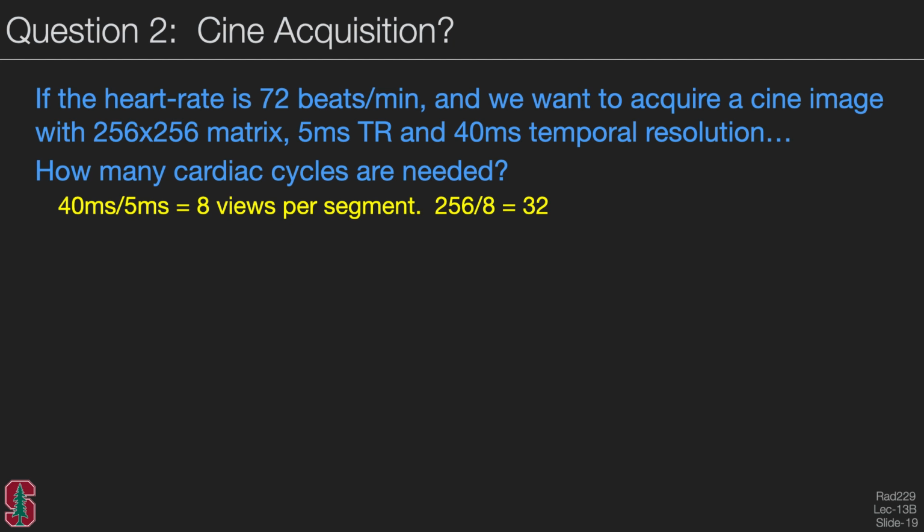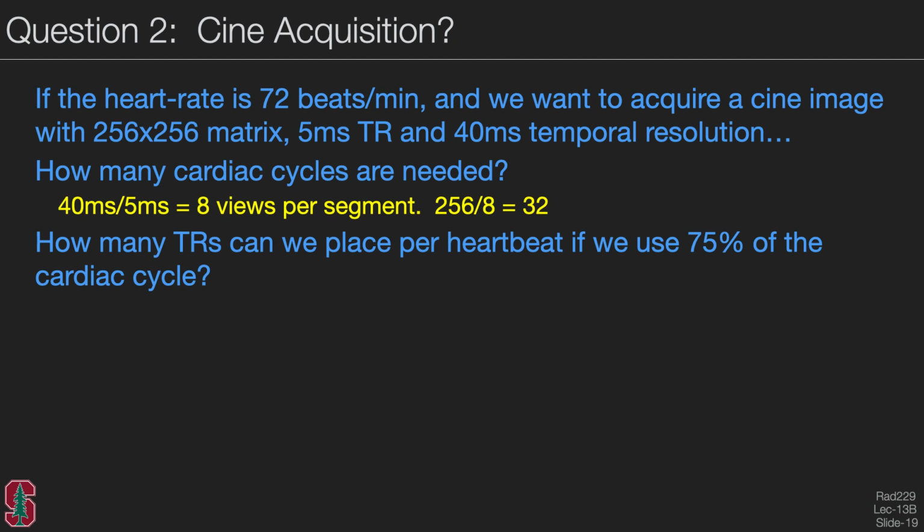So here we see that for 40 millisecond temporal resolution, we can acquire 8 lines of K-space within each ultimate frame here. So we call this 8 views per segment. That means that we can divide 256 by 8, and that gives us 32 heartbeats to get all of the information.